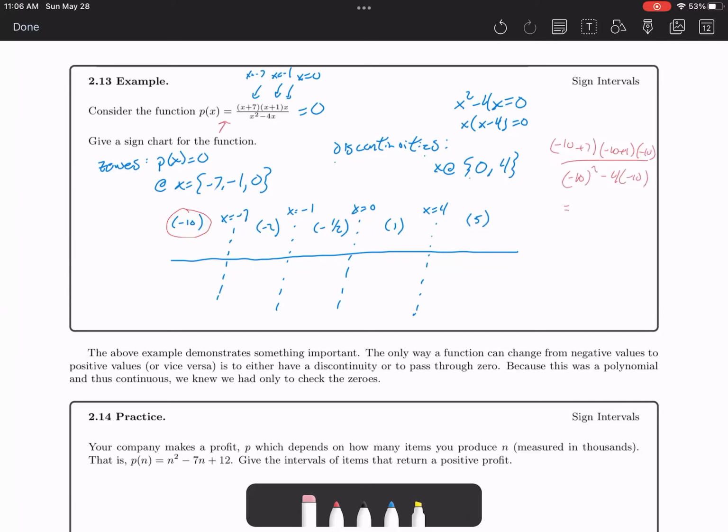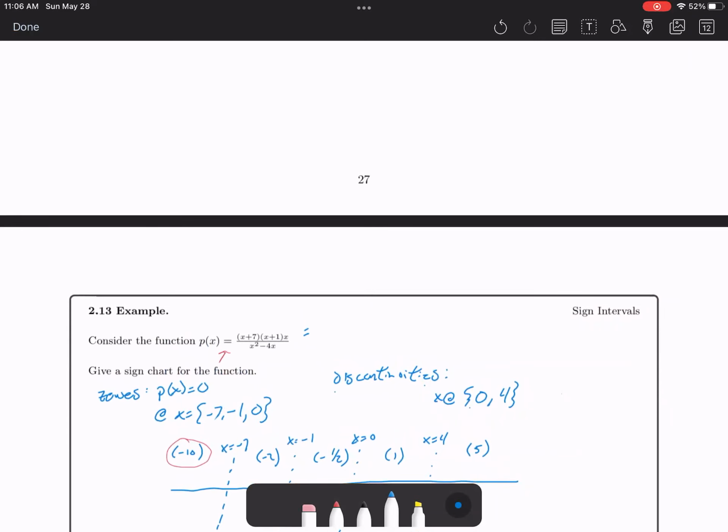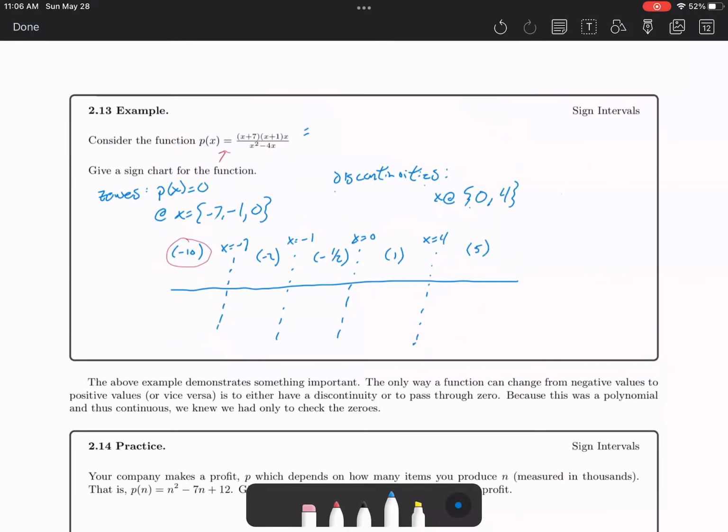In fact, I don't really care about what value this is. I just care if it's positive or negative. So let's go back to its factored form. Let me get rid of some work here. This function, we can simplify it as x plus 7, x plus 1, x over x minus 4. Those x's can cancel. X plus 7, x plus 1 over x minus 4.